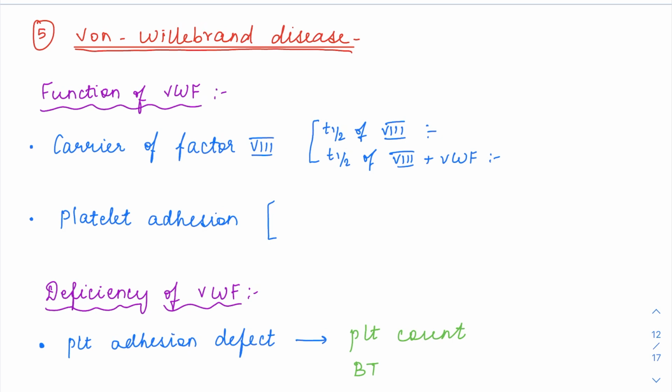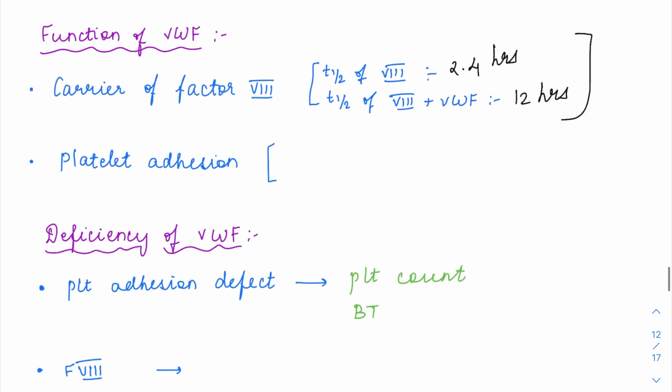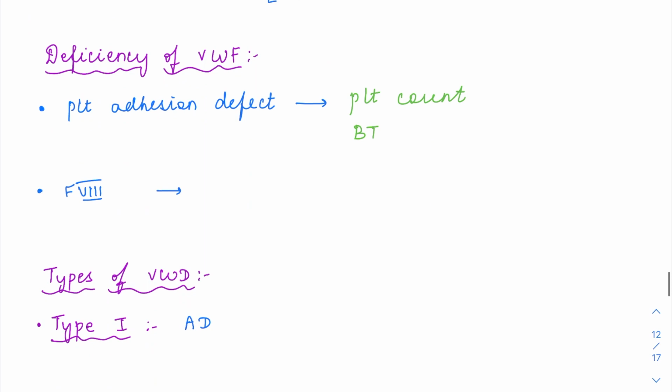Normal half-life of the factor 8 alone is going to be just 2.4 hours. But when it binds with Von Willebrand factor, its half-life is going to increase to 12 hours. Okay. So platelet adhesion I have already mentioned, glycoprotein 1b9 interaction with Von Willebrand factor is there. So what will happen if there is a deficiency of this Von Willebrand factor? Obviously, platelet adhesion cannot take place and factor 8 will be diminished because the carrier protein is not there, it is going to be damaged.